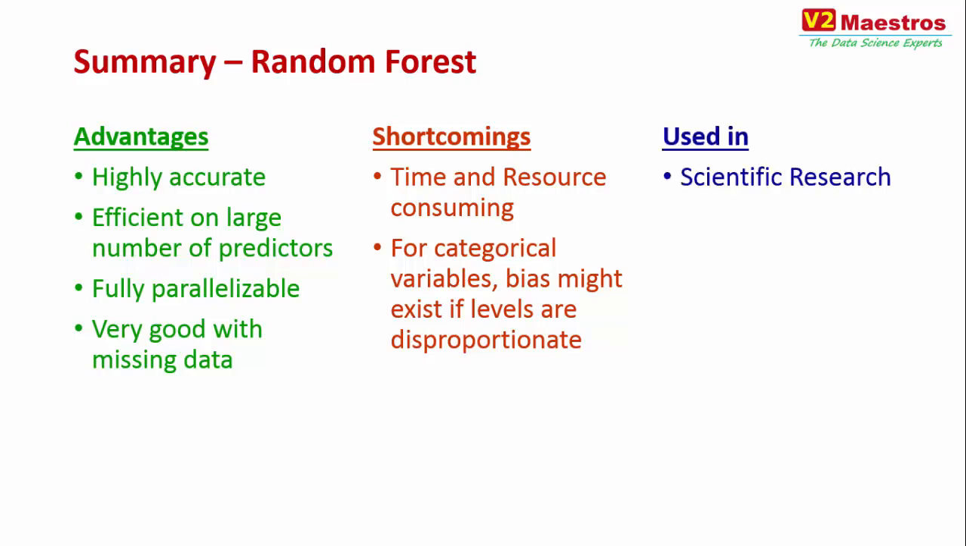This is used in scientific research a lot. Scientific research is a place where you're not really worried about speed of prediction or speed of model building, so you can happily go and use it. A lot of competitions use random forest. That is another place where accuracy is most important, speed of prediction is not. Again, this is used there.